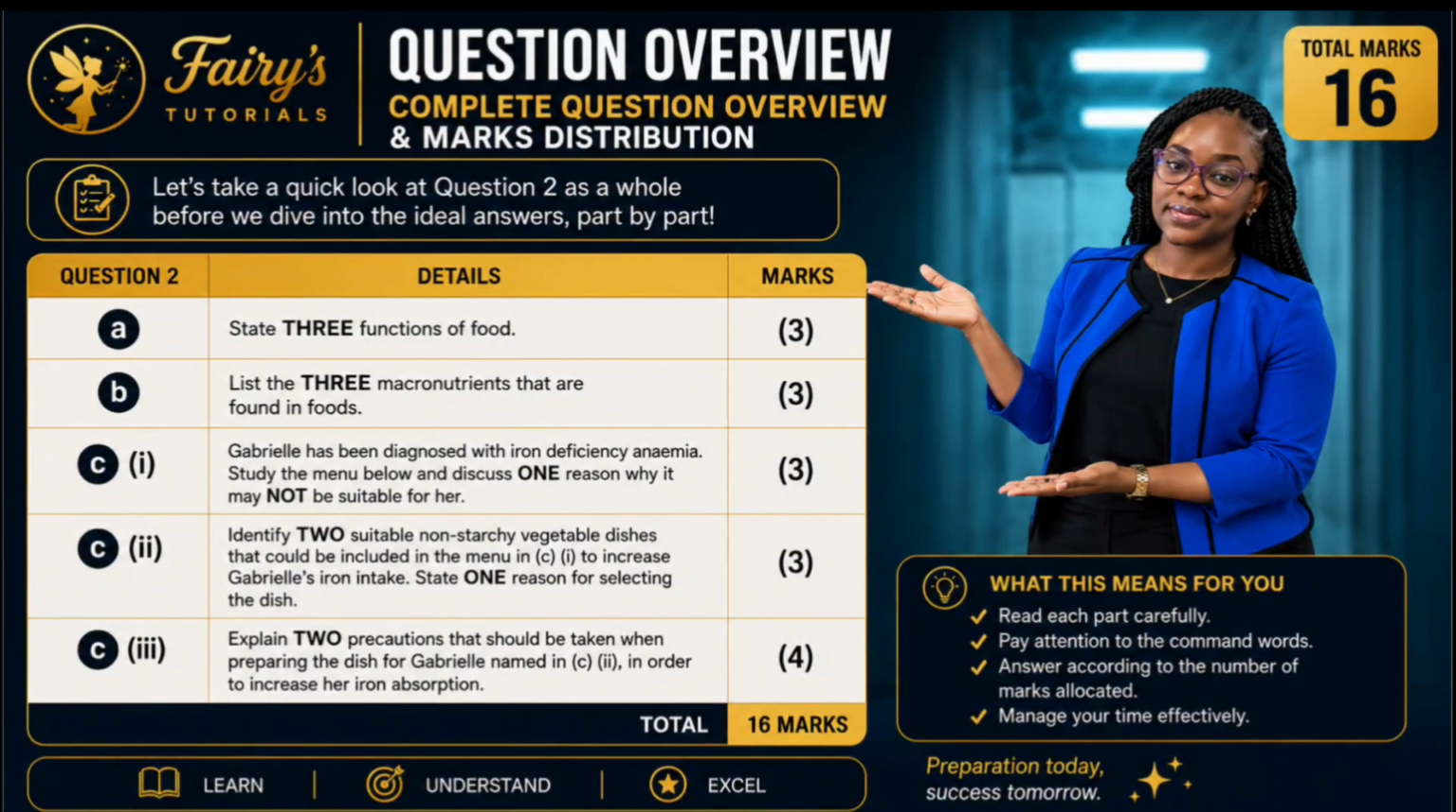Part A, state 3 functions of food. 3 marks. B, list the 3 macronutrients that are found in food. 3 marks. C1, Gabriel has been diagnosed with iron deficiency anemia. Study the menu below and discuss one reason why it may not be suitable for her. Now we'll look at that menu when we are going through our ideal responses.